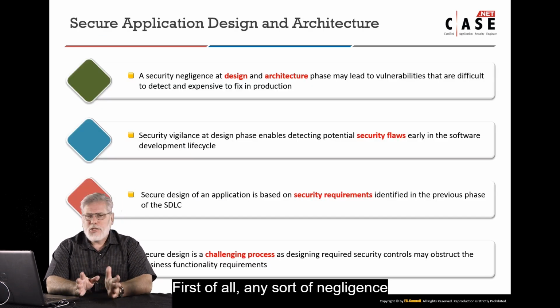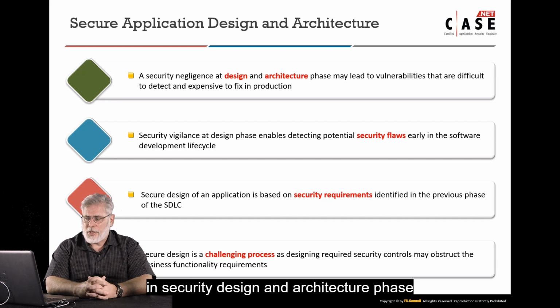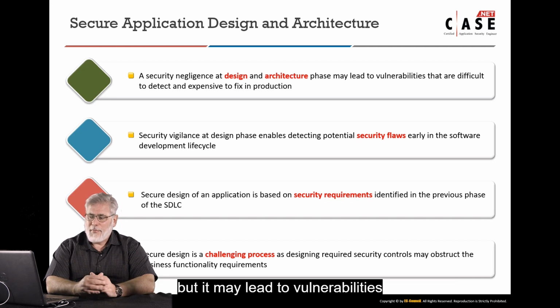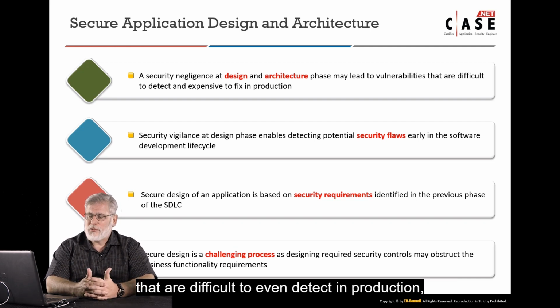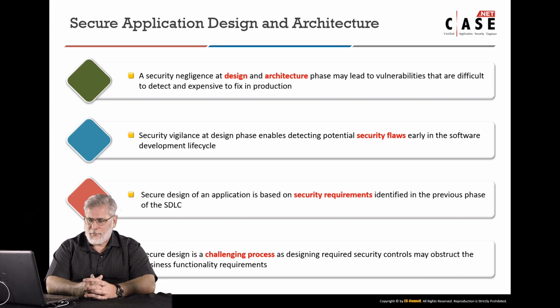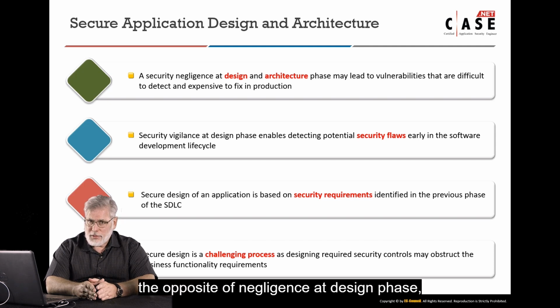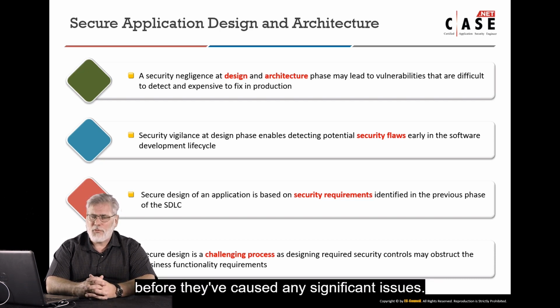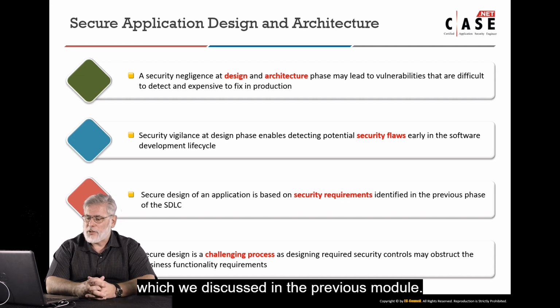First of all, any sort of negligence in security at design and architecture phase is not only going to lead to vulnerabilities, obviously, but it may lead to vulnerabilities that are difficult to even detect in production, and they'll definitely be expensive to fix. Security vigilance, the opposite of negligence at design phase, enables you to detect potential flaws early enough that they can be corrected before they've caused any significant issues. Now, of course, the secure design is predicated on good security requirements, which we discussed in the previous module.